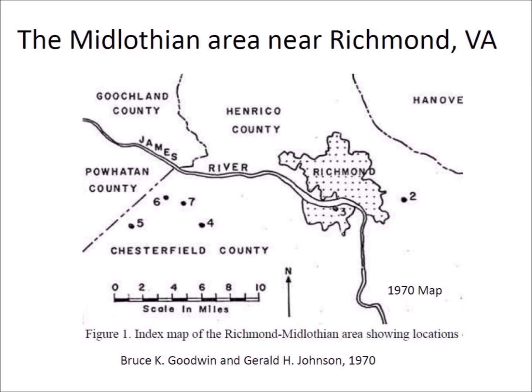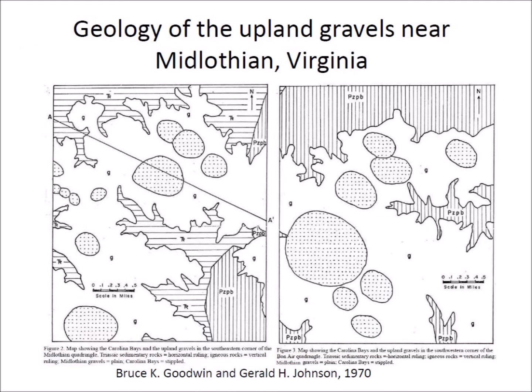The bedrock consists of igneous and metamorphic rocks of Paleozoic age and sedimentary rocks of Triassic age. This means that the bedrock was emplaced at least 250 million years ago. The circular to elliptical Carolina bays occur at altitudes of 350 to 370 feet above sea level, that is 107 to 113 meters above sea level.